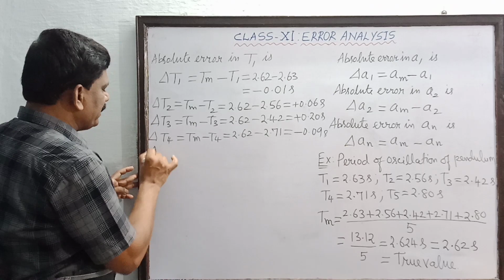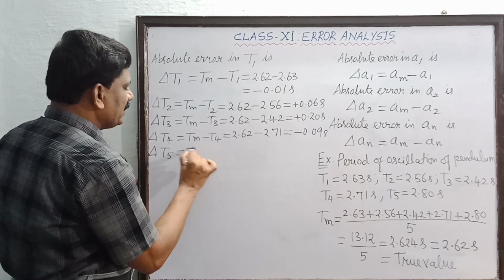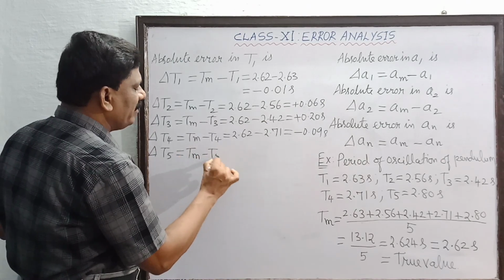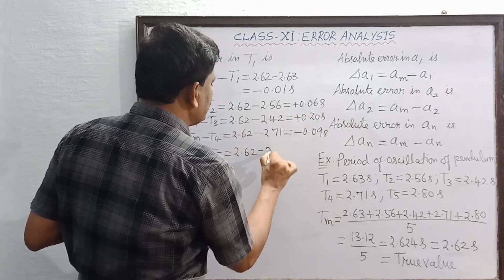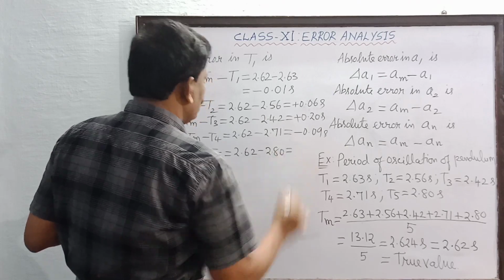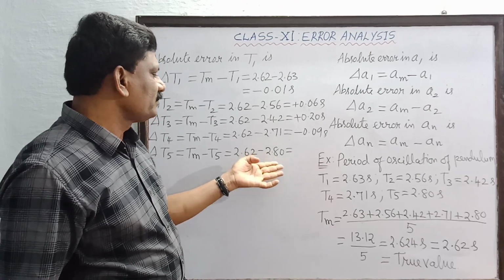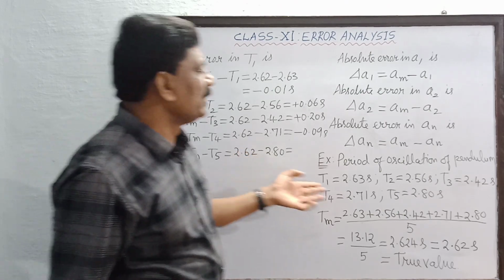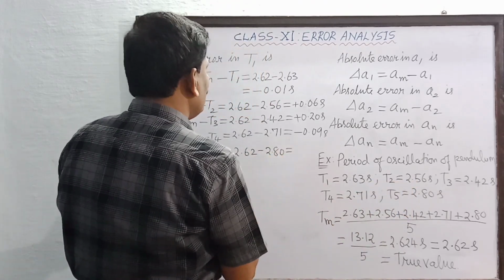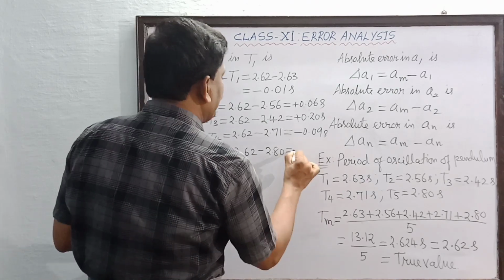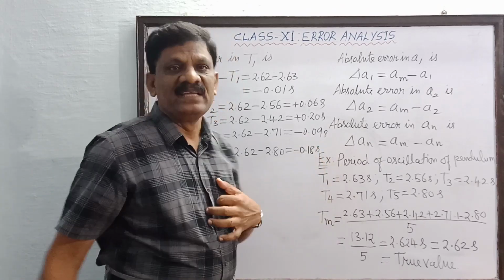The last one is delta T5. This is the absolute error in the measurement of T5. That is equal to T mean minus T5, which is 2.62 minus the last value, 2.80. So again smaller number minus a bigger number. So it is again negative. Now 80 minus 62 is 0.18. So it is minus 0.18 second. Is it right?